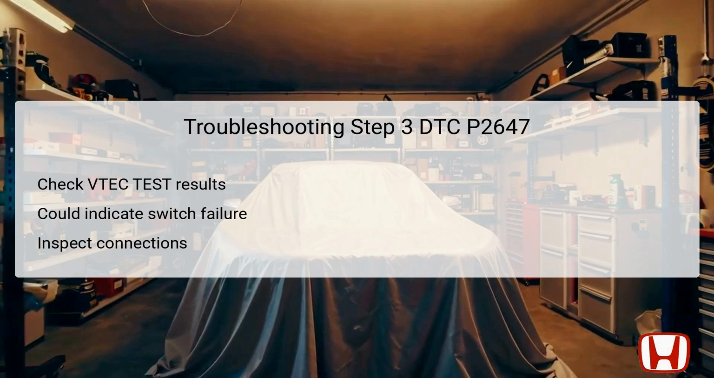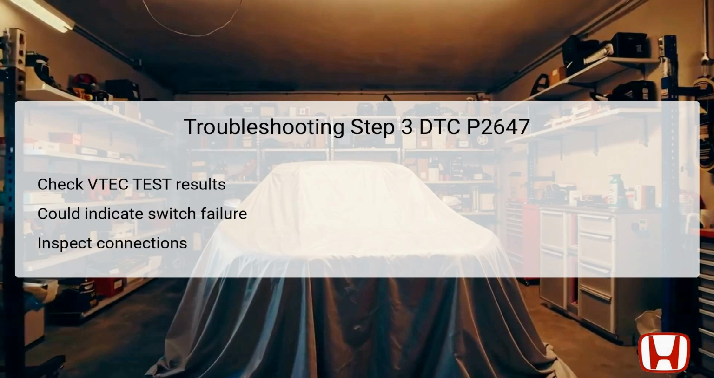The third step involves a careful examination of the results from the VTEC test performed in the previous step. If the results indicate a VTEC switch failure, it could confirm that the rocker arm oil control valve or associated components need further investigation. As a diagnostic technician, you must check for poor connections or loose terminals at the rocker arm oil pressure switch, as this could lead to the observed high voltage condition.